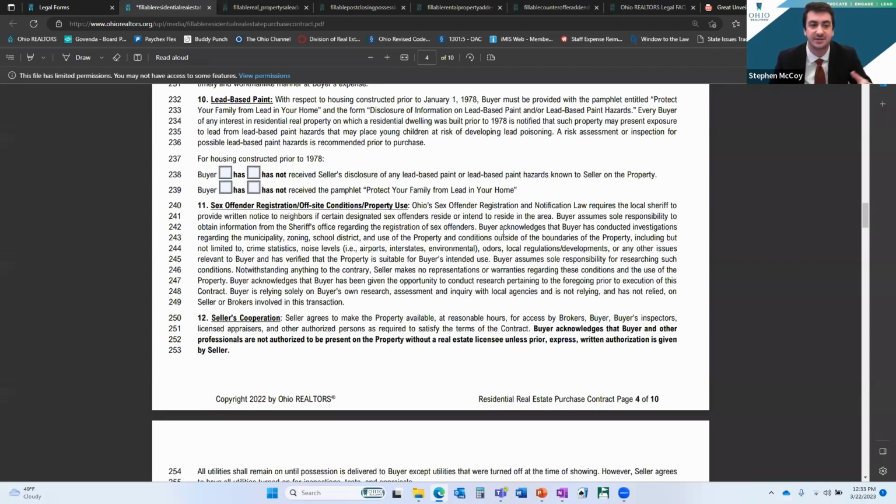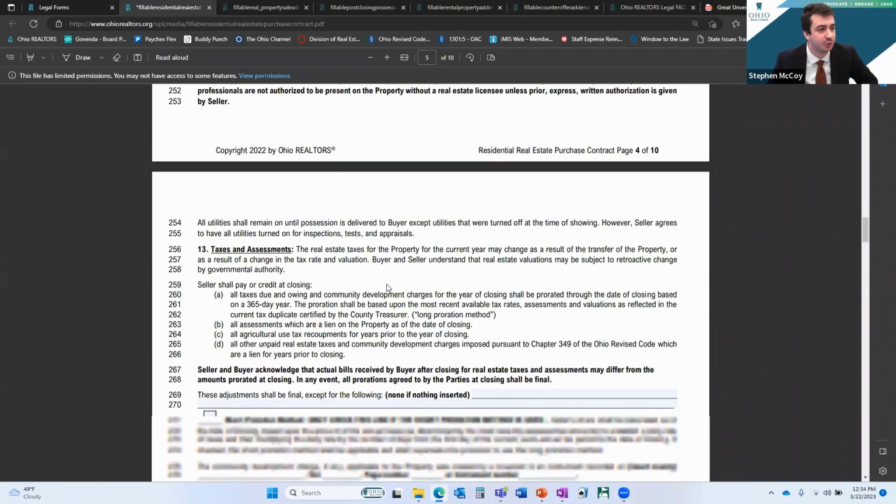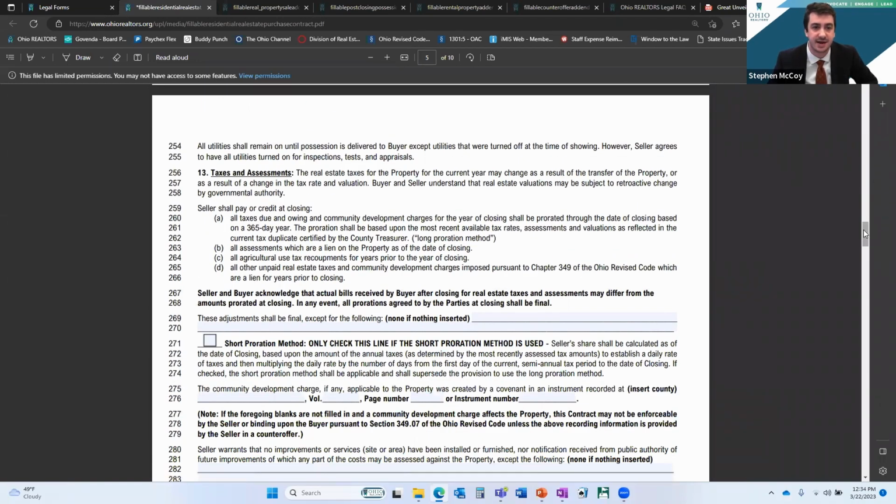If they're concerned about something that's not affecting the property directly, but it's off-site, that's on the buyer to investigate those conditions. So we have some additional CYA for the seller and also the brokers as well, to really make sure that the buyer does their own research here and their own due diligence. Let's skip ahead though to property taxes and assessments.